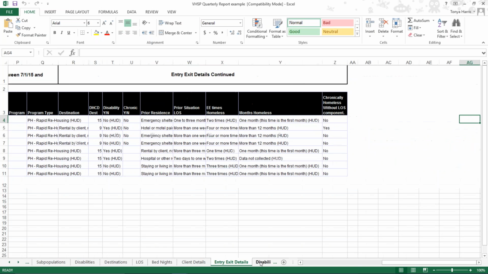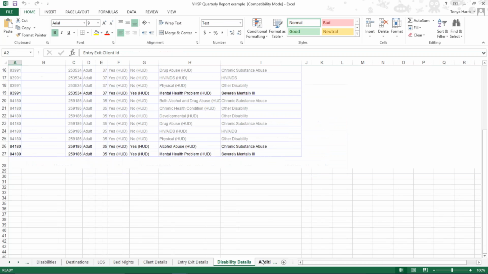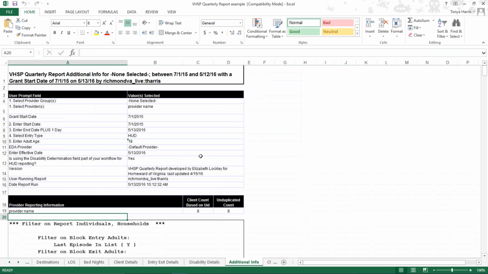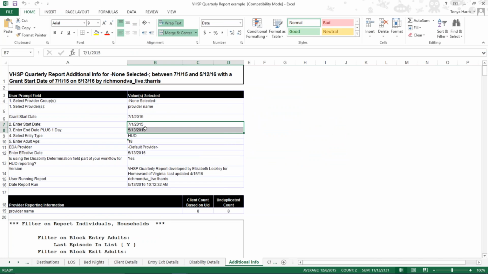Okay? And then entry exit. So where did our clients go? Here are our exit destinations. We only had 3 leave, and then disabilities and additional information again. I ran this from July 1 to May 13th, and my effective date was May 13th. Okay? So this report has very useful information on it.